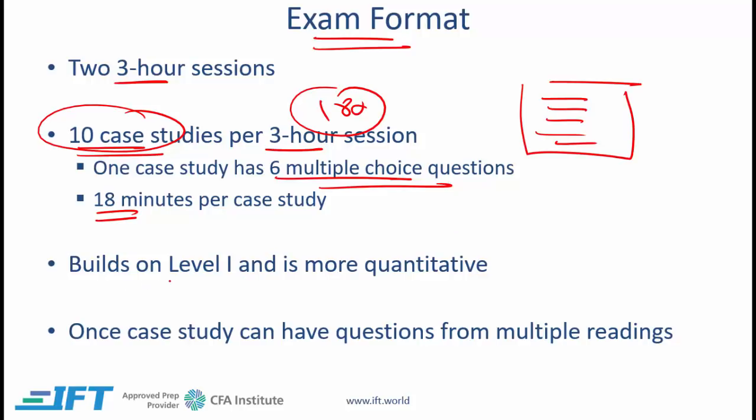Level 2 builds on Level 1 and is more quantitative. For example, at Level 1, you study about different kinds of equity instruments. At Level 2, we get into a lot of detail with respect to the different valuation models. So basically, Level 2 involves many more calculations compared to Level 1. Also, in a given case study, we can have questions from multiple readings.